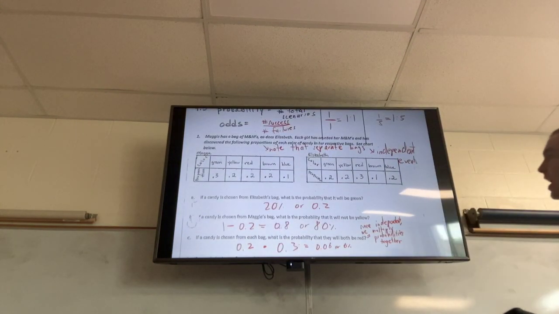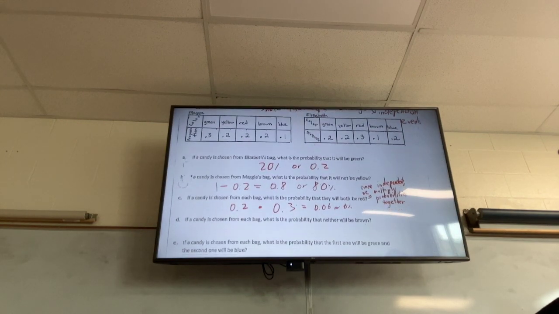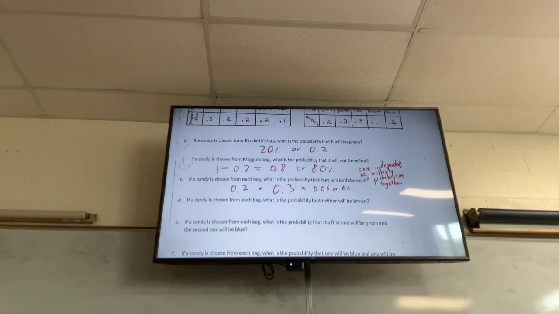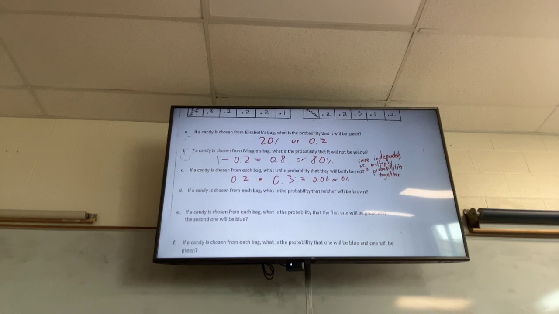So we talked about Maggie and Elizabeth's bag of M&Ms, right? Okay, copyright, I don't know who has the copyright to M&Ms, okay? So let's keep going through this.